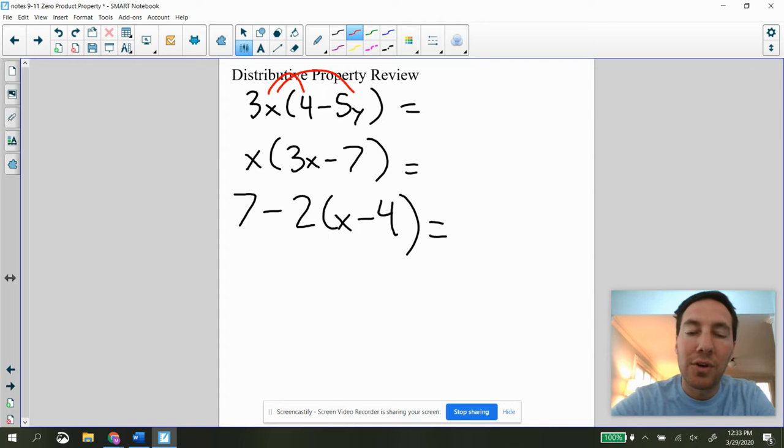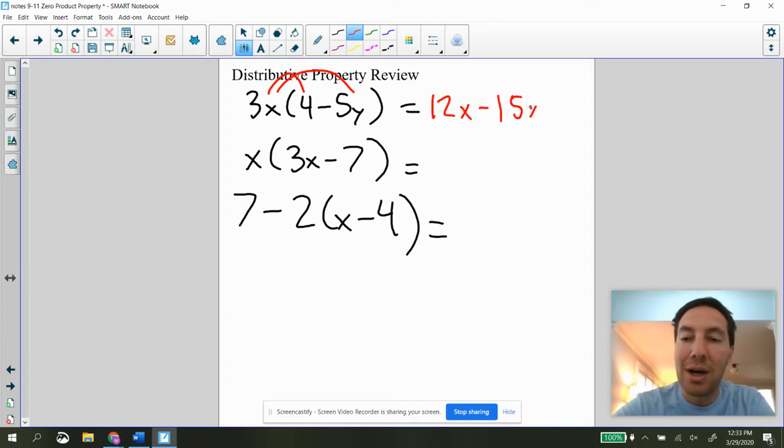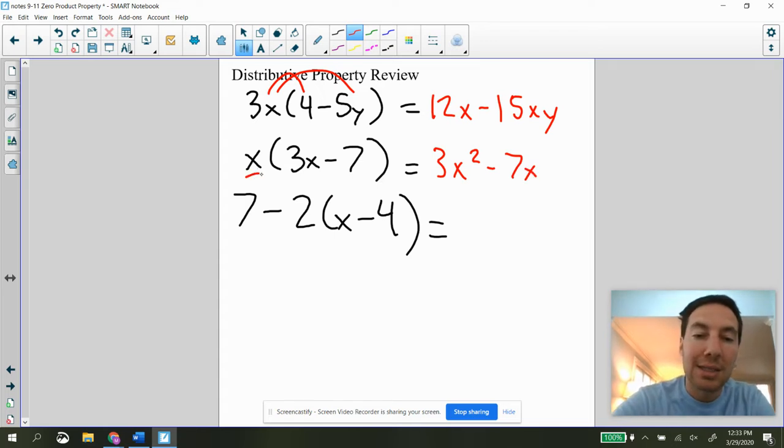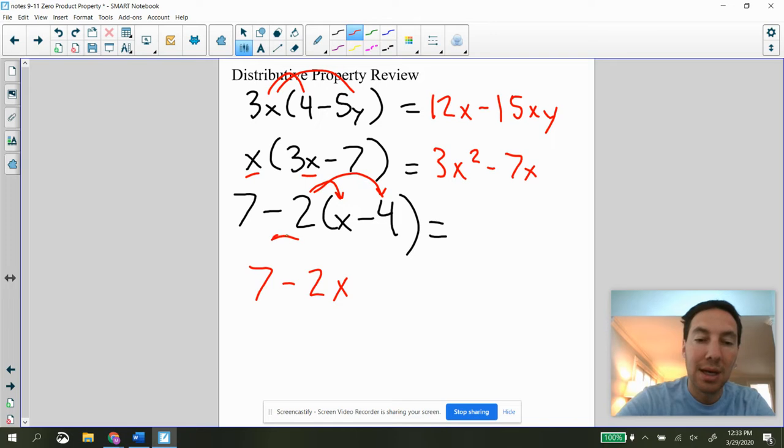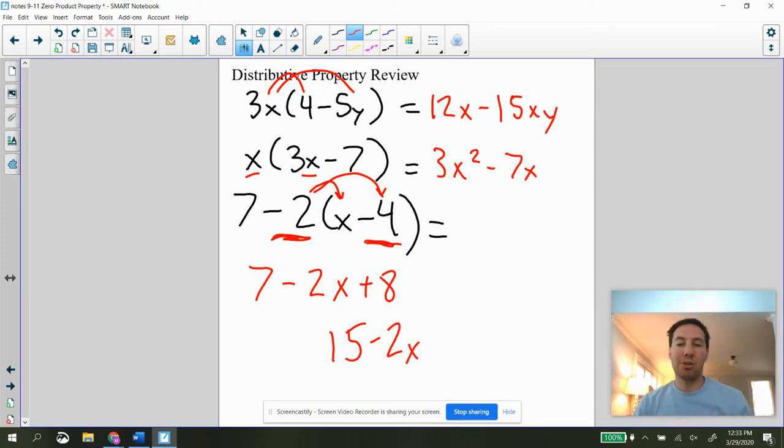Did you get, for the first one, 12x minus 15xy? For the second one, 3x squared minus 7x. Careful here, x times x is x squared. And then in this one, do not do 7 minus 2 is 5. We have to follow order of operations, which means multiplication first. So we're going to do our distributing. It's 7 minus 2x. A negative times a negative is positive 8. Combine those like terms. And those are your three answers.